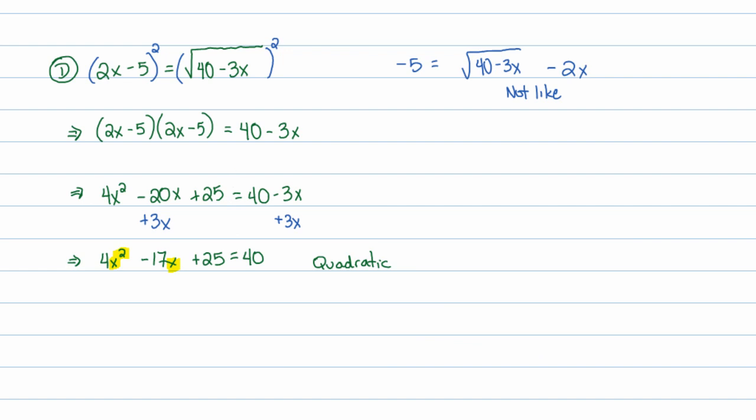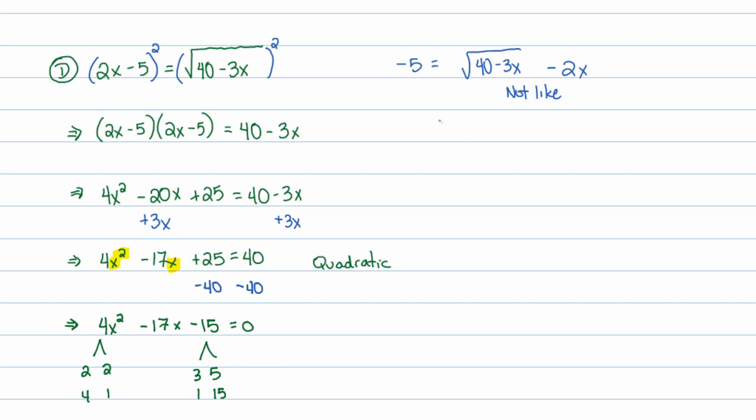So let's go ahead and move this 40 over, subtract 40 from both sides. And I get, let's see, this implies I have 4x squared minus 17x. And let's see, 25 minus 40 should be a negative 15, I think. Equals 0. Now I'm going to see if that factors. I know that 4 factors into 2 and 2, or 4 and 1. And 15 factors into 3 and 5, or 1 and 15. So not very many choices. That means that this should be a quick factorization if it does factor.